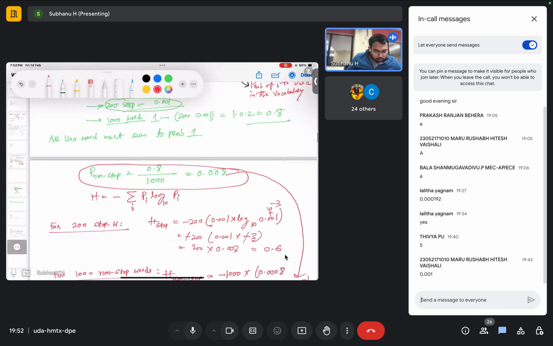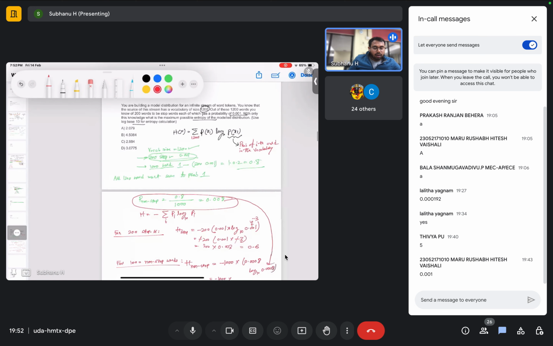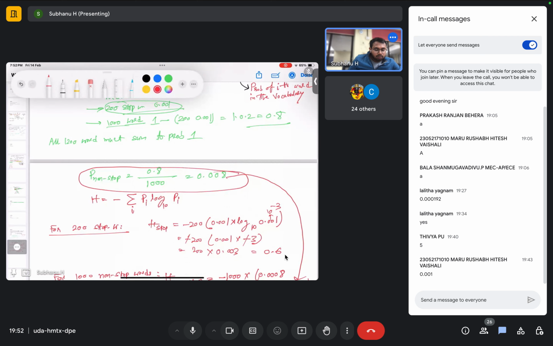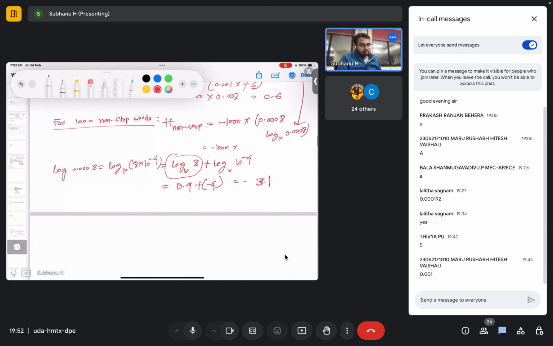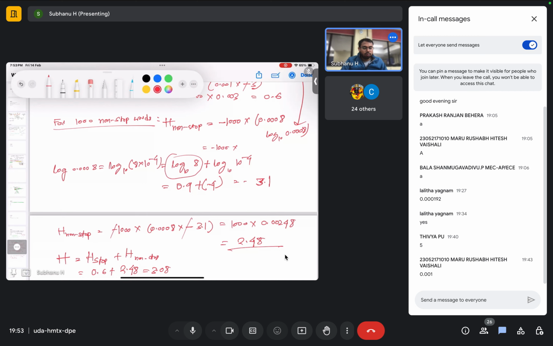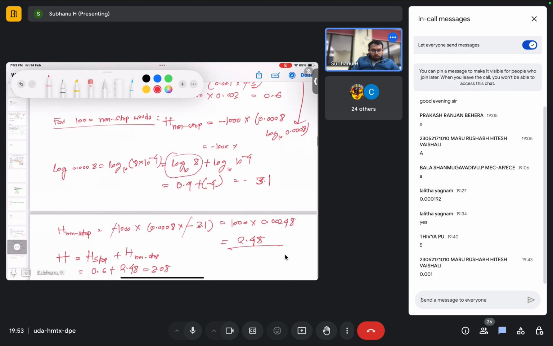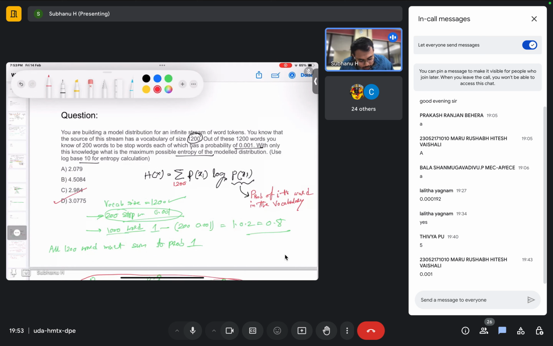So you understood how I am calculating all of this. I have to find the entropy of stop words and non-stop words; these are simple calculations. Now H non-stop will be minus 1000 times 0.0008 times minus 3.1, which is equal to 2.48. The minus signs cancel out. Now what is your entropy? Entropy is H stop plus H non-stop, which is 0.6 plus 2.48, which is 3.08. Any problem? Is this clear to you? So I think this will be the answer, 3.07.